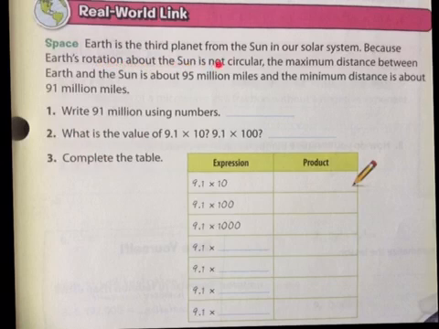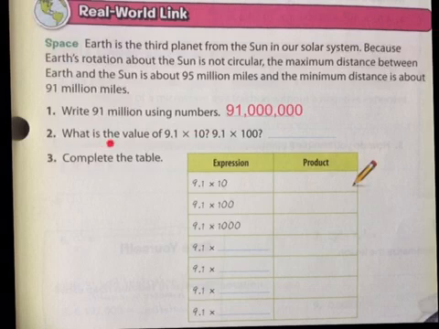Let's do the real world link now. Earth is the third planet from the Sun in our solar system. Because Earth's rotation about the Sun is not circular, the maximum distance between Earth and the Sun is about 95 million miles, and the minimum distance is about 91 million miles. Write 91 million using numbers. So we're going to write 91 million using all the zeros. Remember, there's 6 zeros in a million. So it looks like this.